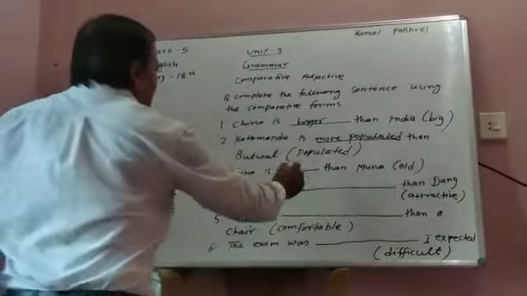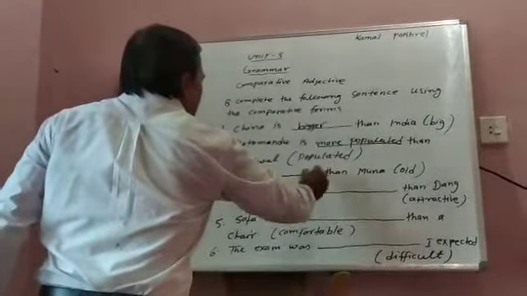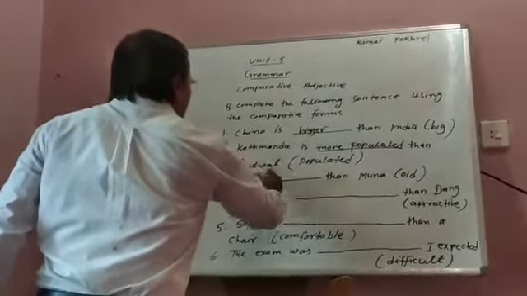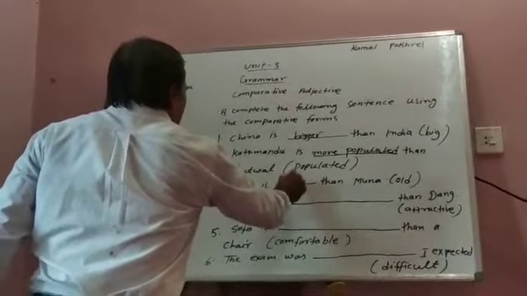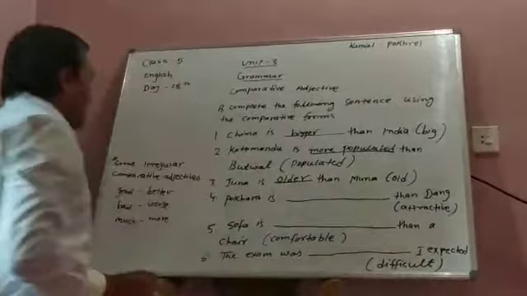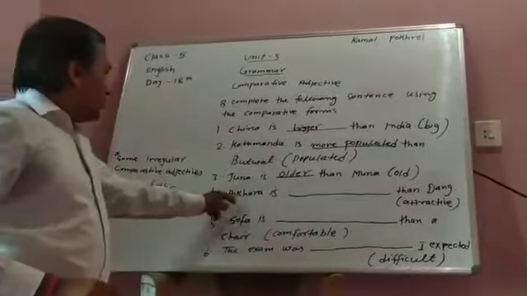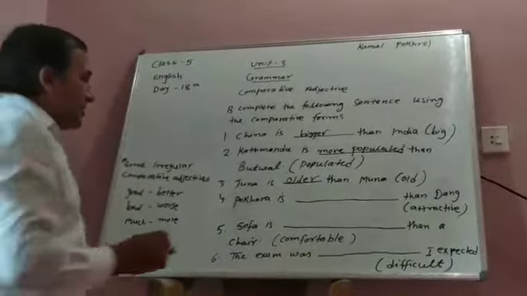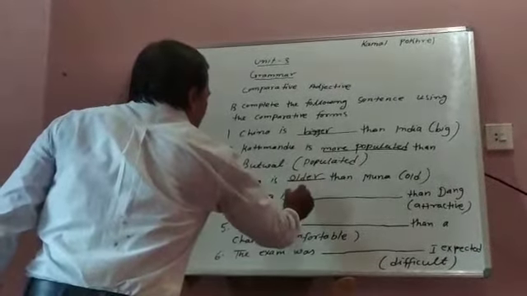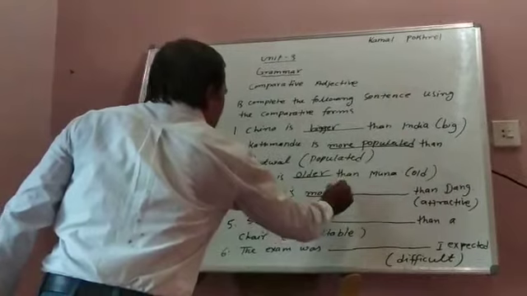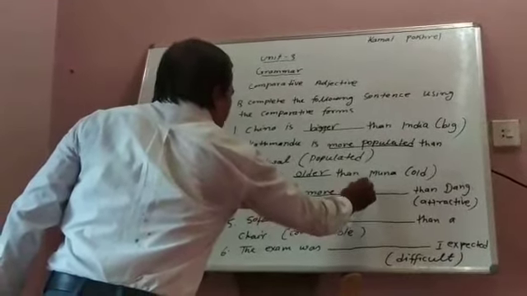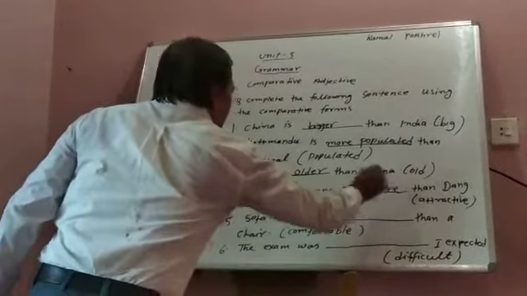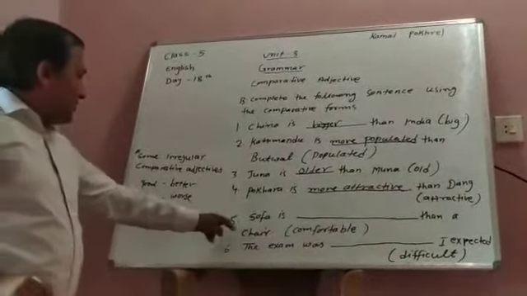Juna is dash than Muna. Juna is older than Muna. Question number 4. Pokhara is dash than Dan. Here, more attractive. Pokhara is more attractive than Dan.